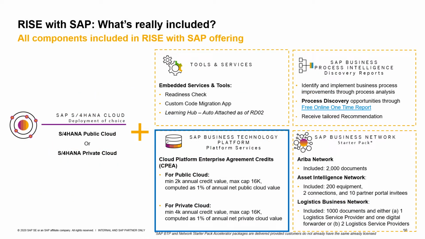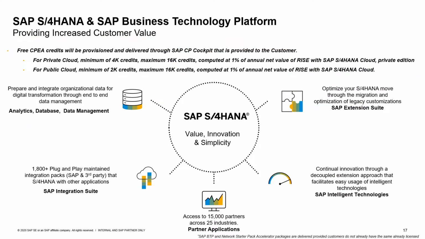Next, let's take a look at what's included in the SAP Business Technology Platform. Cloud Platform Enterprise Agreement Credits, or CPEA. So what is automatically provisioned is this. Your customer gets free CPEA credits. They're provisioned and delivered through the SAP BTP cockpit that is provided to the customer. This is how it's calculated.